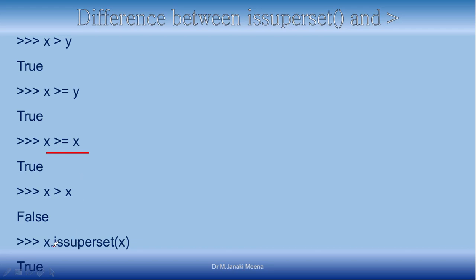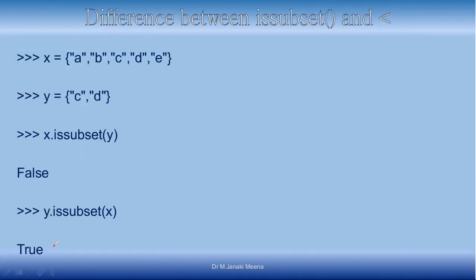So when this function is used, X.issuperset(X), it will return true because it is going to return for all cases. It is not going to check whether it is a proper subset or proper superset. Similarly, issubset. X.issubset(Y), is X a subset of Y? No, because X has more elements compared to Y. Whereas if I call it the other way, this will be checked with respect to the other one. So how should I read this? I have to check whether Y is a subset of X. Yes, because the elements present in Y are present in X also.